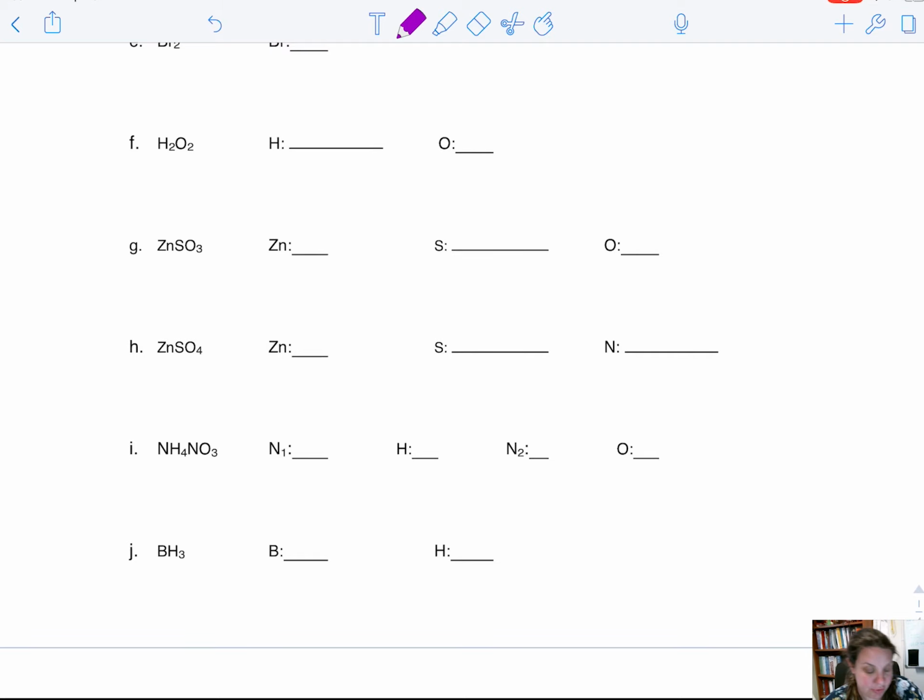With H2O2, we're going to assign the hydrogen first. It is +1. There are 2 of them, so that portion of the molecule is +2. That means this portion has to be -2 because there are 2 oxygens. We divide that -2 by 2, giving us -1.